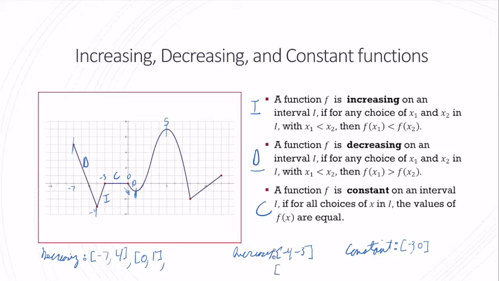So I'm just labeling all these intervals. Then it's decreasing again from 5 to 8. So here it was increasing, here it's decreasing. And then we have it increasing again from 5 to 12.